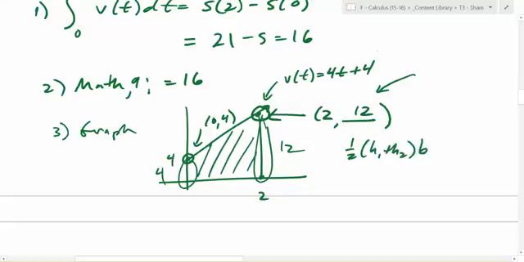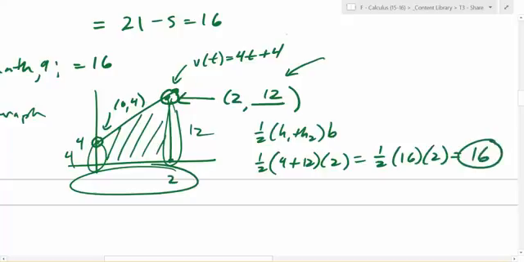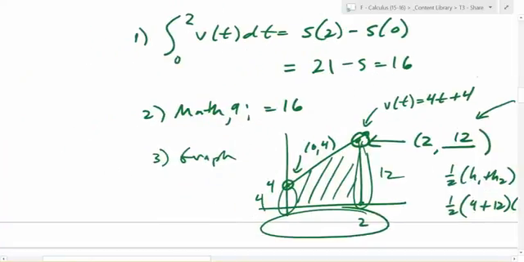What's the base here? 2. So that's 1/2 of 4 plus 12 times 2. So that's what? 1/2 times 16 times 2, which is 16. So does it work out to be the same thing? It does. Now, when they say 4 ways, that would be math 9 and maybe Riemann sum, if that makes sense.